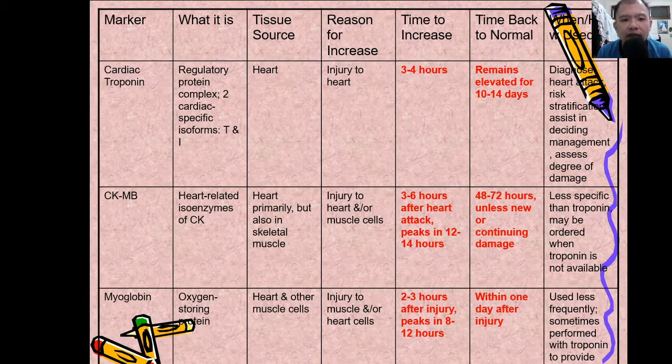Next we have CKMB. It starts to increase 3 to 6 hours after a heart attack, and it peaks in 12 to 14 hours. It remains elevated for as long as 3 days, and it goes down after that unless there is new or continuing damage. Myoglobin starts to increase 2 to 3 hours after injury and peaks in 8 to 12 hours. It becomes elevated within 1 day after injury. After that, it goes down.